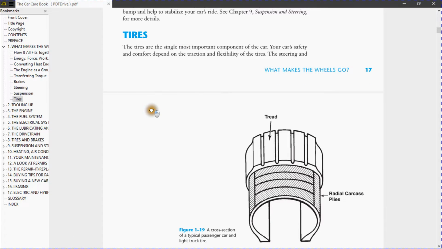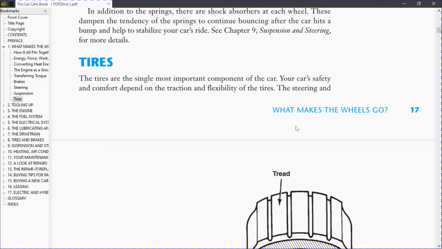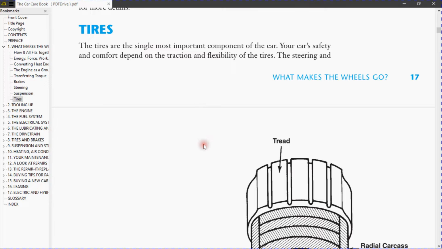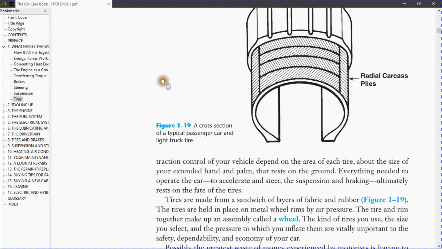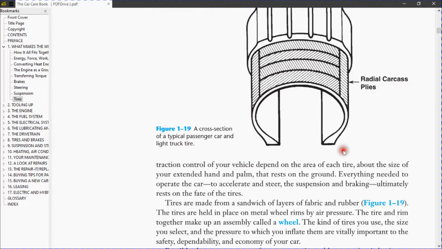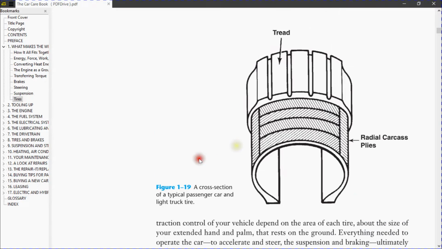So let's talk about tires. The tires are the single most important component of a car. Your car's safety and comfort depend on the traction and flexibility of the tire. The steering and traction control of your vehicle depend on the area of each tire. A cross section here you see of a typical passenger car and light truck tire. This is a radial carcass ply, and here is the tread.